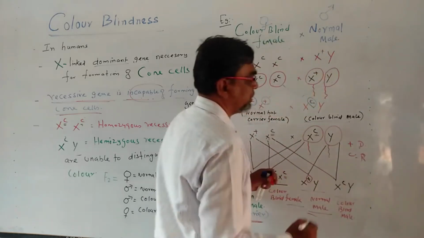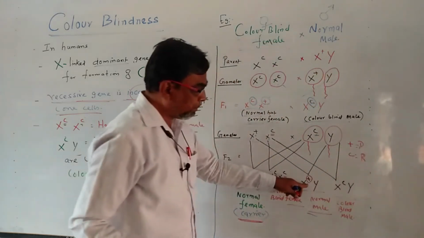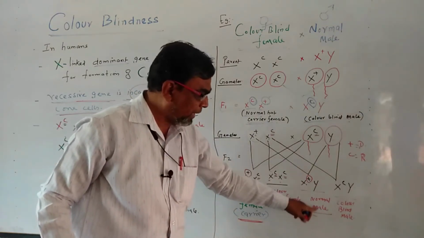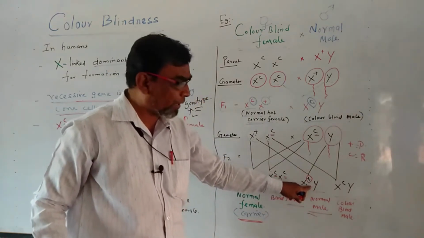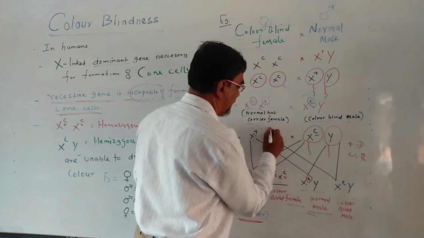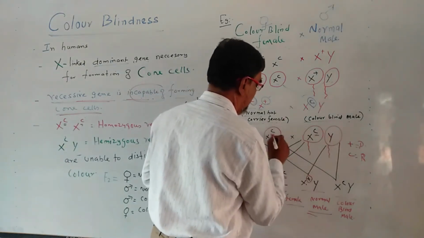C means recessive genes. So here the dominant gene is present. What happens? A normal male, because why is it called male? Here the Y chromosome is there, so it's called male. Are you clear, students? Next, here the XC gamete, when combined with Y, gives XC plus Y.